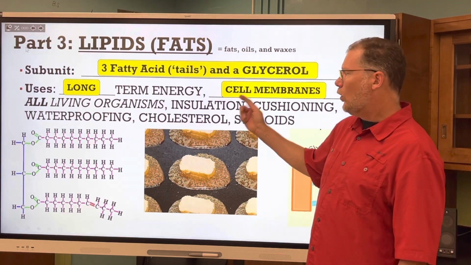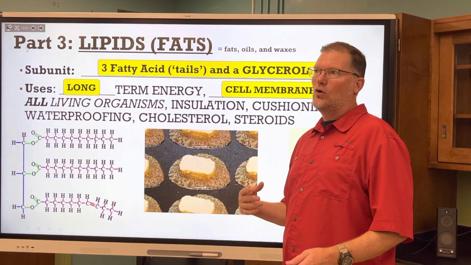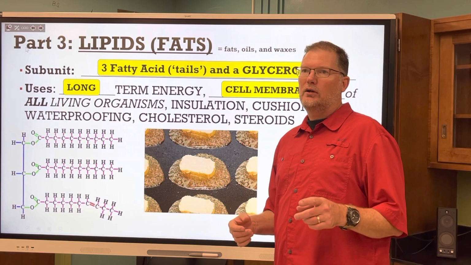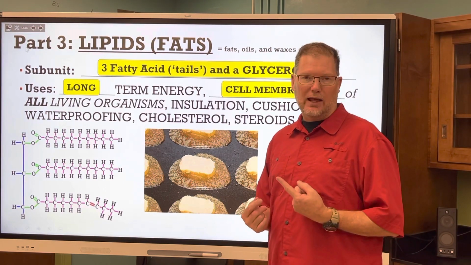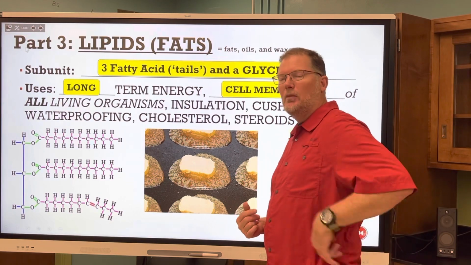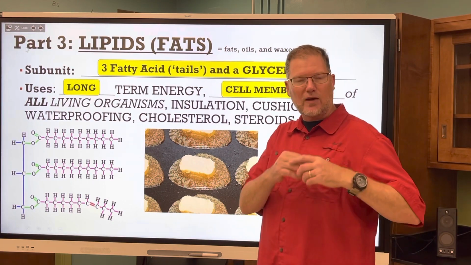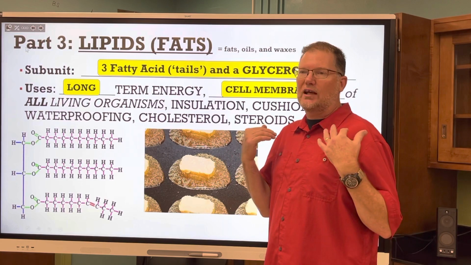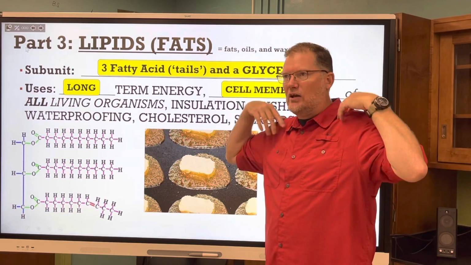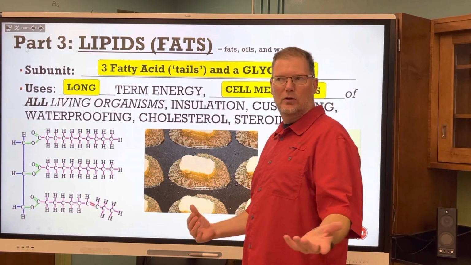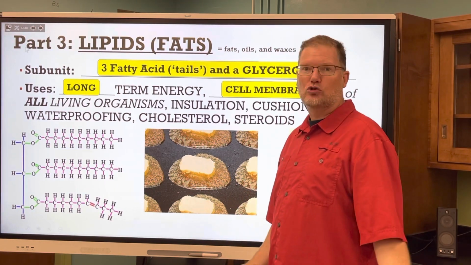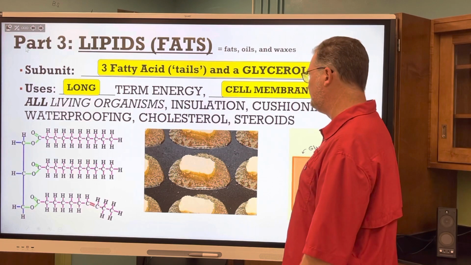Cushioning, waterproofing. Did you ever hear the term, oh, it's like water off of a duck's back? Well, ducks have an oil gland right beneath their tail that they rub with their beak, and then they preen their feathers with that oil so that they can float in the water, and they get rained on and they don't get wet. The water just runs right off of them. Other birds that don't have those glands have to dry out after they get wet.